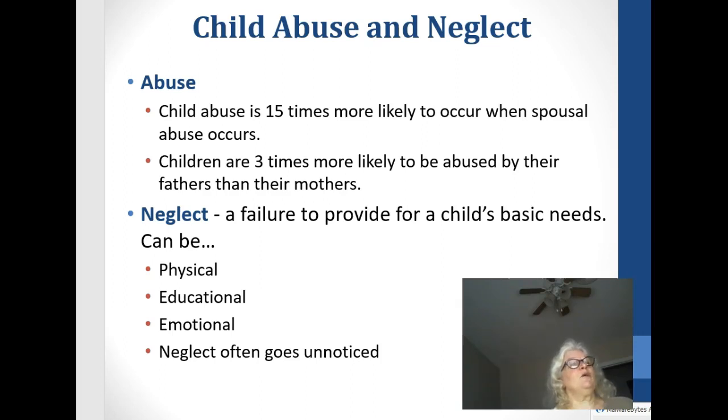Child abuse is 15 times more likely to occur when there's spousal abuse in place, that there's violence within the home. Now that abuse can be either by the perpetrator of the spousal abuse, or it can be a trickle-down effect. And children are 3 times more likely to be abused by their father than their mother. But guess what? At younger ages, where children are abused more, mothers often are in the pattern of abuse as well. So we know that this is not just a gendered issue.